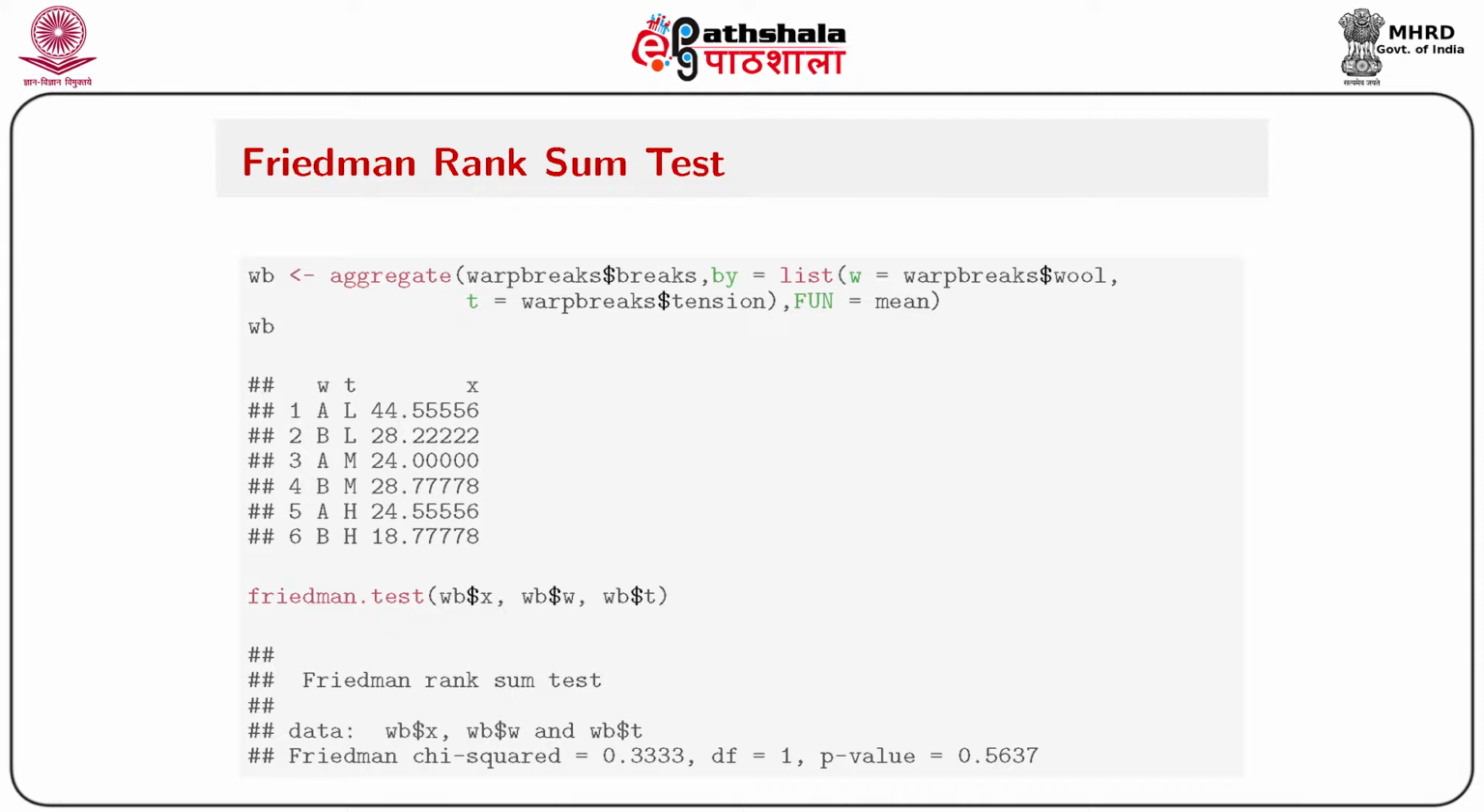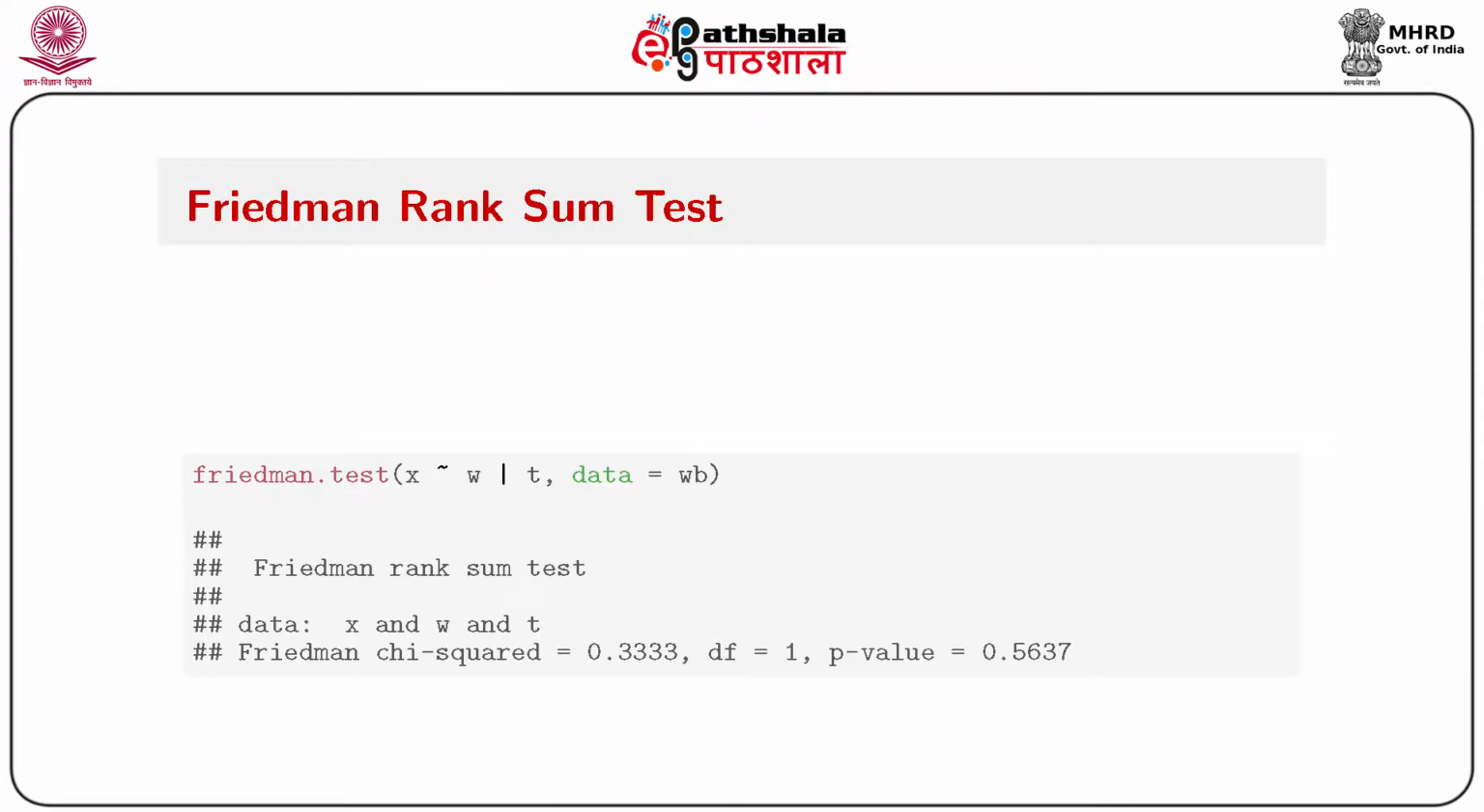Then the Friedman test can be applied by patching these three columns together, say WB$x, WB$w, and WB$t. The first argument should be the numeric value, and the second two arguments should be the two stratified variables, and that will generate the p-value. The p-value gives the Friedman test results: statistic, degrees of freedom, and p-value. The p-value is 0.56, which is not at all significant.